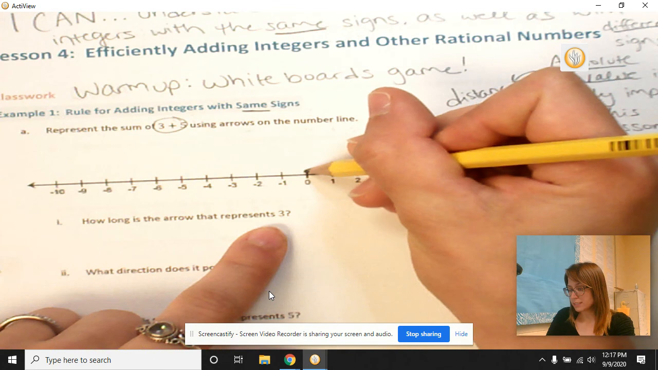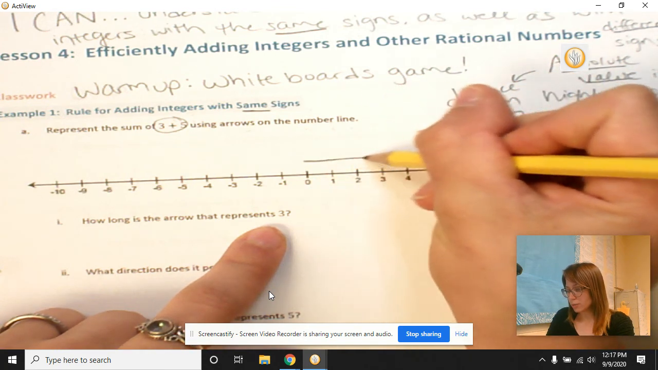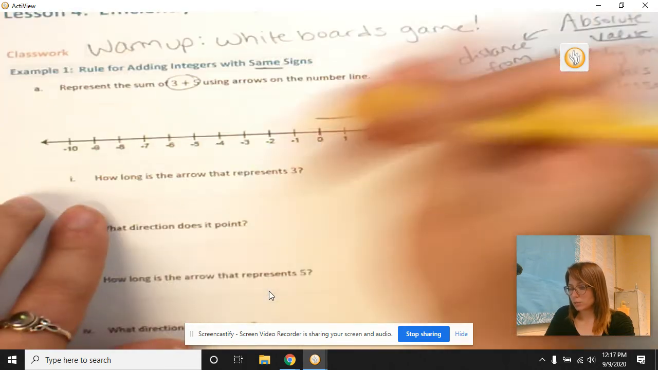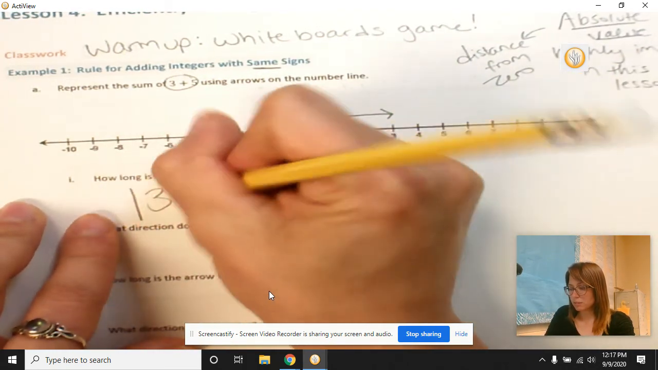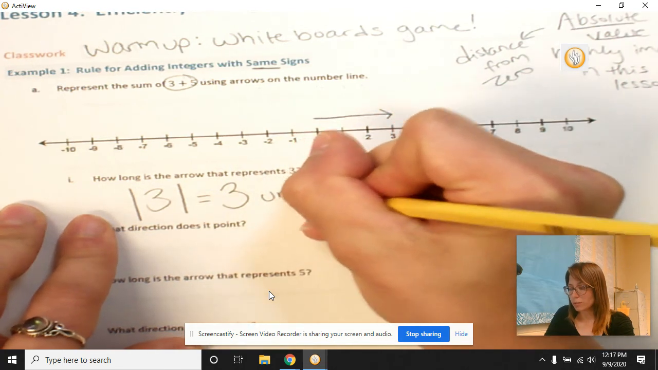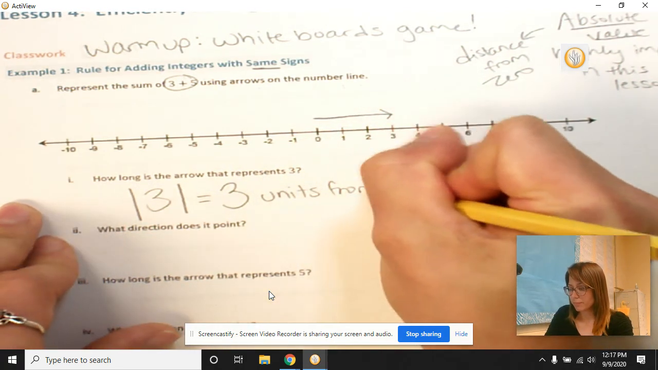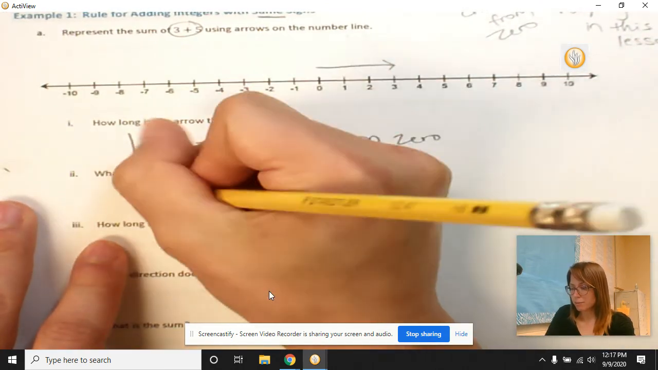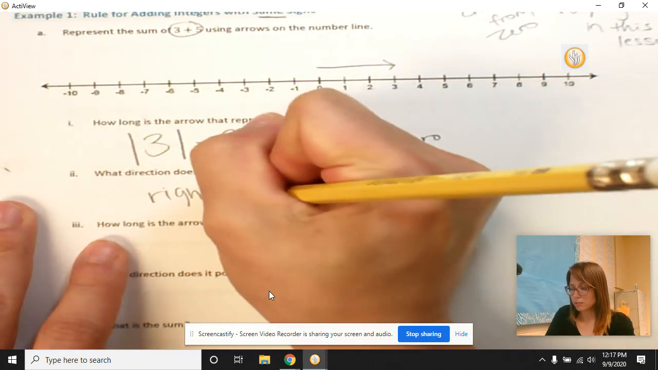Well, 3 is a positive number, so I'm going to go 3 to the right, and this is my vector representing 3. Of course, the absolute value of 3 is 3, so that means it's 3 units from 0. And being that it's positive, you should have it pointing to the right of 0.